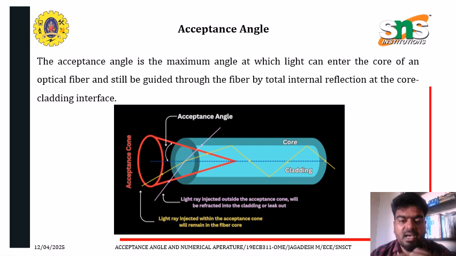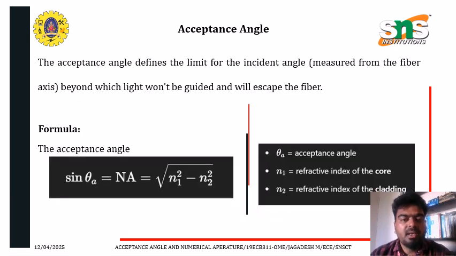So you can see the image. We can exactly understand what acceptance angle is. The red mark, the conical symbol, indicates the acceptance angle, where the blue pipe-like structure indicates the optical fiber with core and cladding. A light ray injected outside the acceptance cone will be refracted into the cladding or leak out. A light ray injected within the acceptance cone will remain in the fiber core. So this is the acceptance angle. The acceptance angle defines the limit for the incident angle, measured from the fiber axis, beyond which light won't be guided and will escape the fiber.